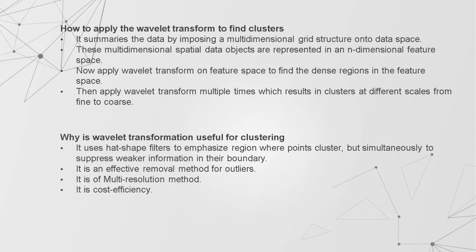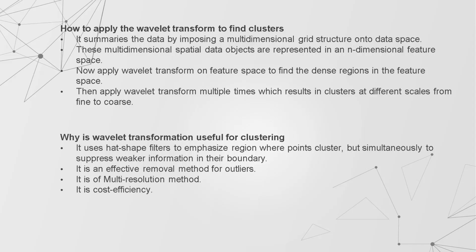How to apply a wavelet transform to find clusters. It summarizes the data by imposing a multidimensional grid structure onto data space. Next, these multidimensional spatial data objects are represented in an n-dimensional feature space. Now apply the wavelet transform on the feature space to find the dense regions. Then apply the wavelet transform multiple times, which results in clusters at different scales from fine to coarse.